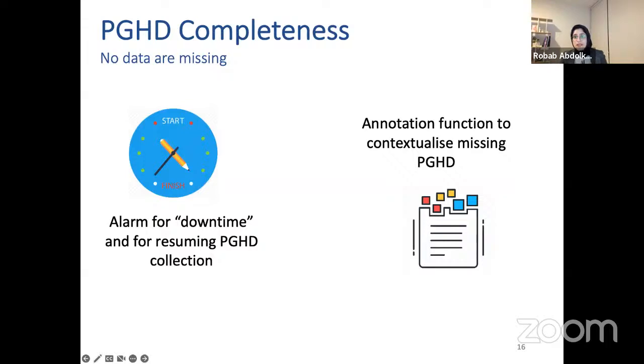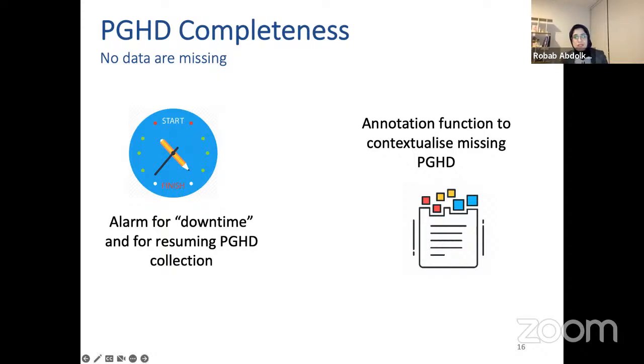Completeness. The main reason for repeating data collection is incomplete data in that report. Sometimes the device doesn't work properly. Sometimes the patient takes it off because of lack of motivation, or because of being a burden, or many other issues. But what can we do to avoid that?